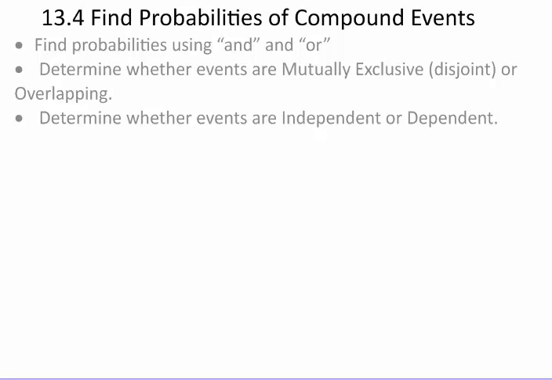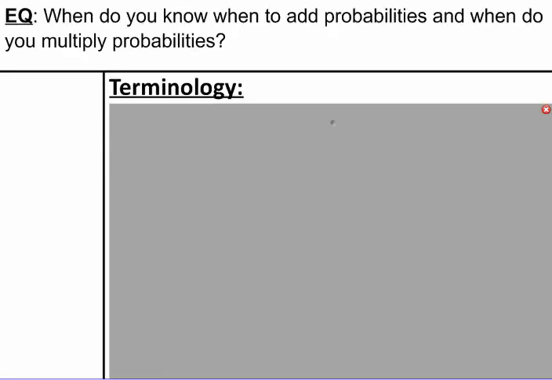Okay, we're going to be looking at 13.4, finding probabilities of compound events. So to get started, the essential question: when do you know when to add probabilities and when do you multiply probabilities? This will be the key issue, and that's both related to the "and" and the "or" expressions. And we'll look at some examples.